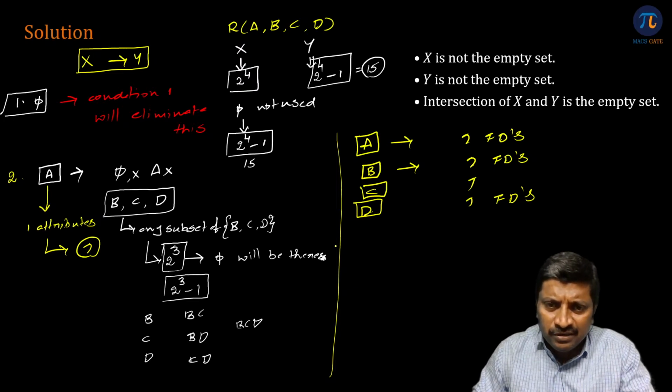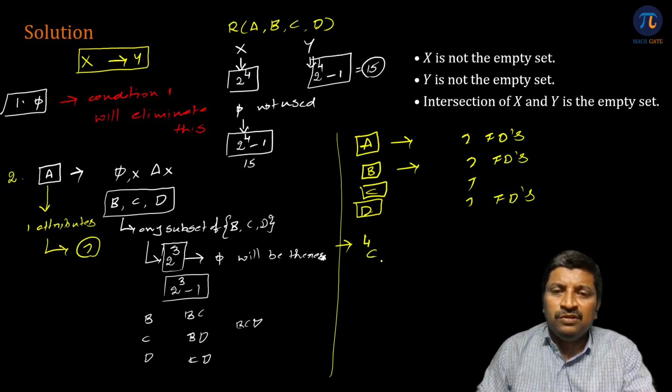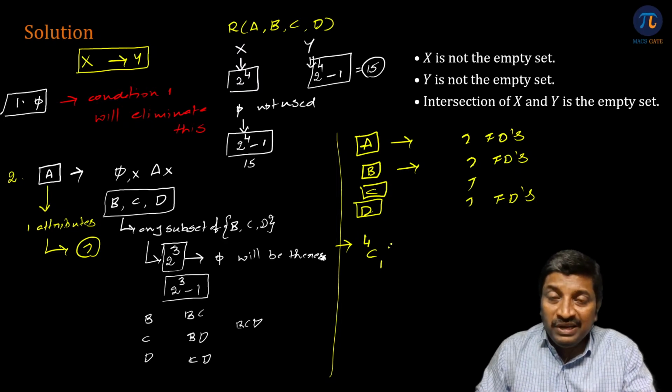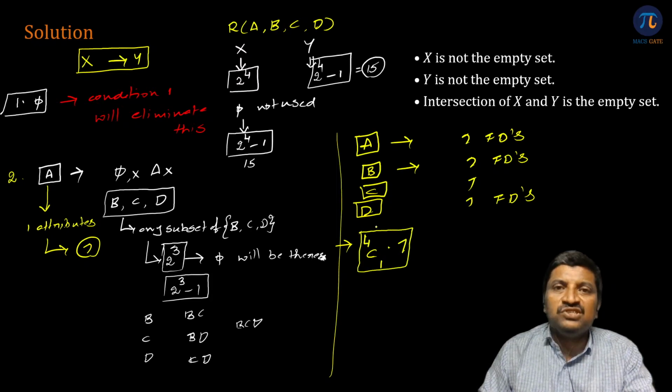This one you can write in a pure mathematical form. On the left side, out of 4, I need to select one attribute. That is the left side possibilities, 4C1. For each possibility, how many do we have? 7. So this is 4C1 into 7.